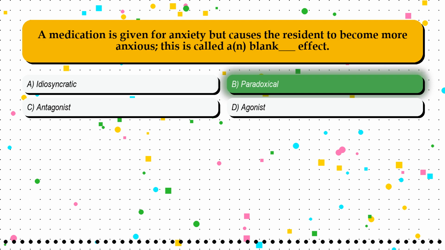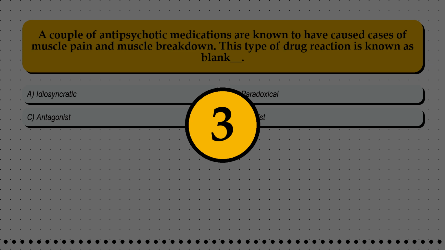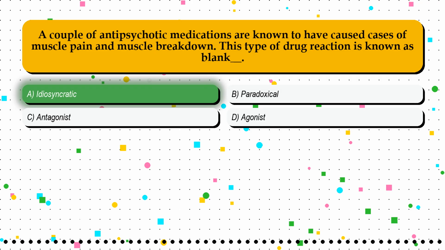Paradoxical. Question 37. A couple of antipsychotic medications are known to have caused cases of muscle pain and muscle breakdown. This type of drug reaction is known as blank. Option A, idiosyncratic. Option B, paradoxical. Option C, antagonist. Option D, agonist. The correct answer is option A.